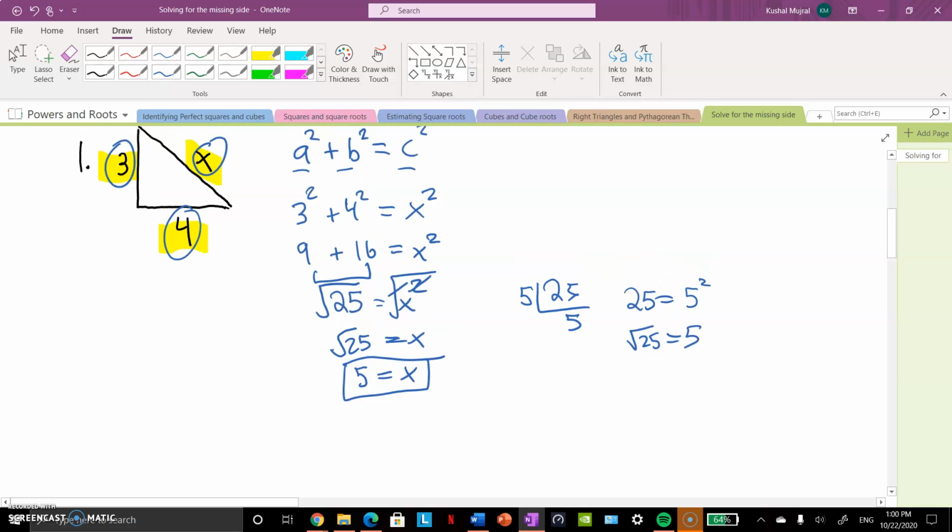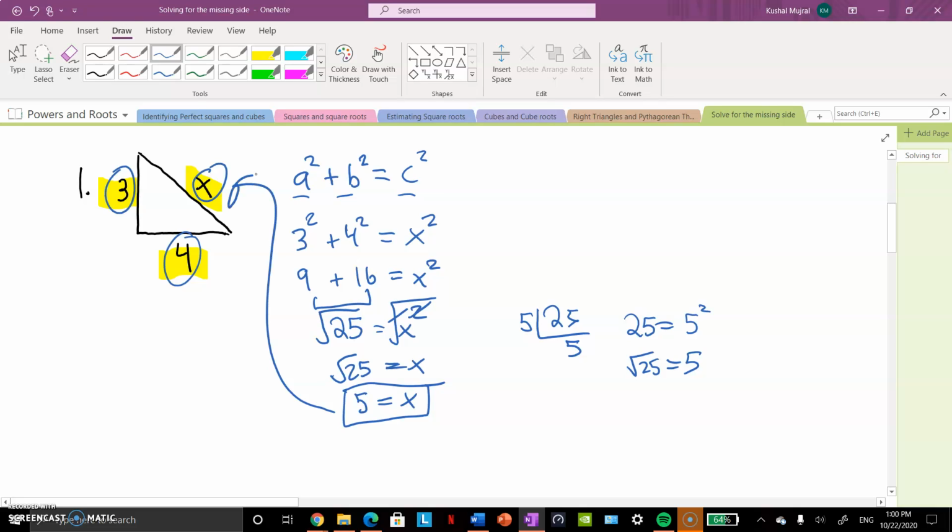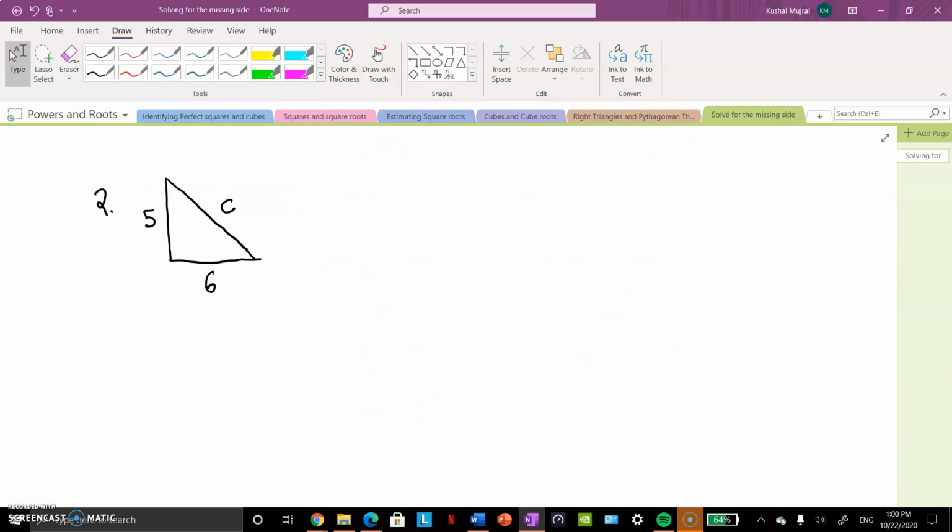You don't have to put it back here or anything. This is perfectly fine. You could just write 5 equals x or x equals 5. Okay, let's take a look at the next question.